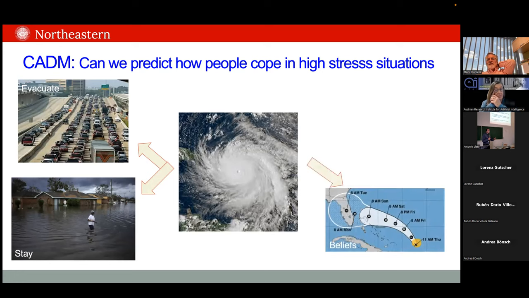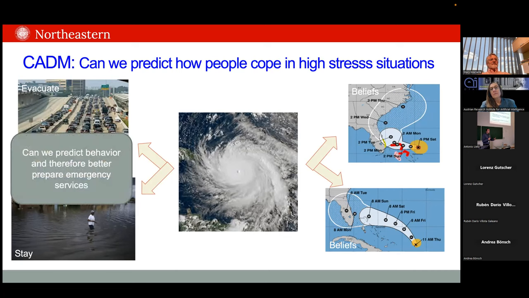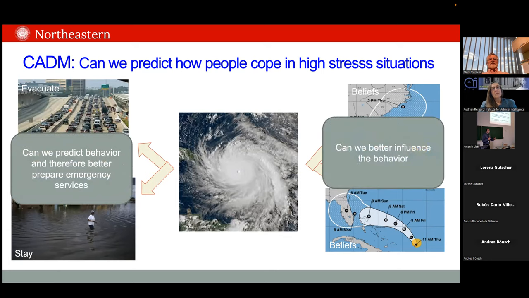So in the face of that uncertainty, people may form very different beliefs. They may form the belief that the hurricane is going to miss my area entirely, or they may think it's going to hit my area. And so they may actually adjust their beliefs to cope with the situation, in addition to this question of whether or not they decide to evacuate or stay. So on the left, essentially, you have problem-focused coping, and on the right, you have essentially emotion-focused coping. And the idea is, can we predict behavior and therefore better prepare emergency services, and can we better influence the behavior? So for instance, one of the problems with people is they often stay when they're told to evacuate and bad things happen.